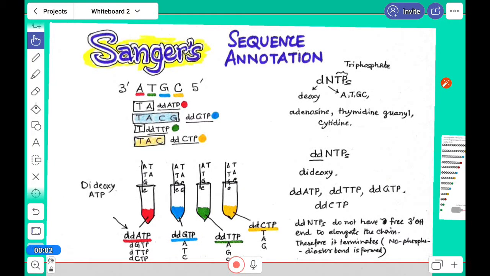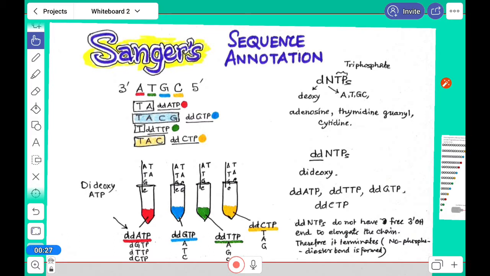Welcome everybody. Here we are going to discuss Sanger's sequencing. It is a method of DNA sequencing, and we will understand the easiest way, the process and the main principle of the process.